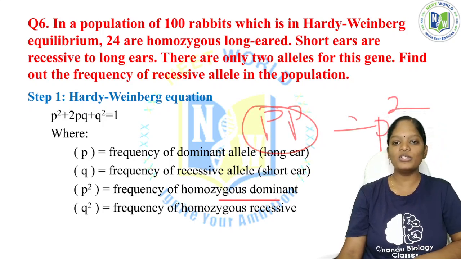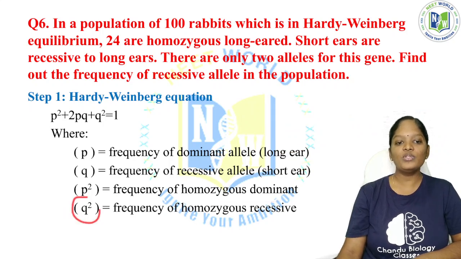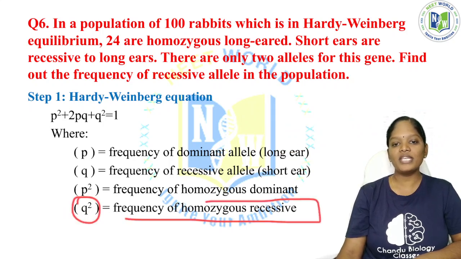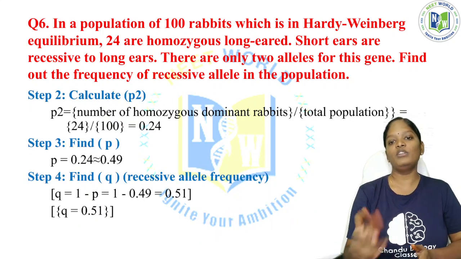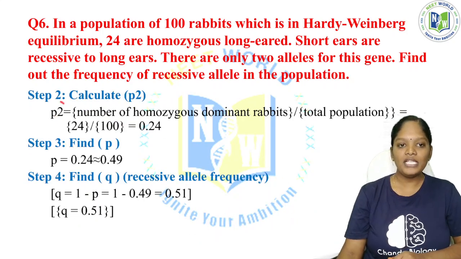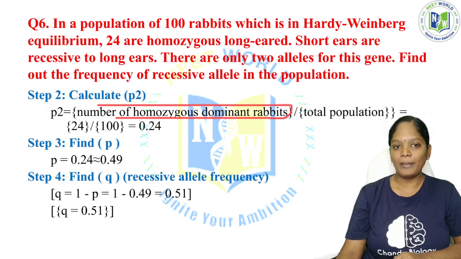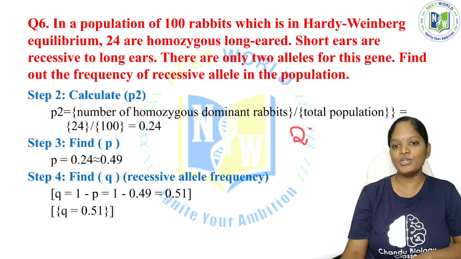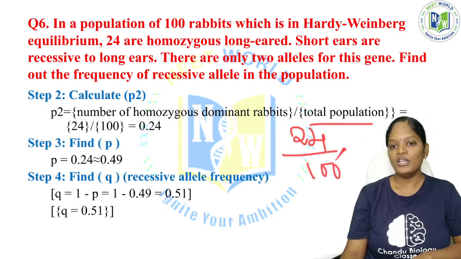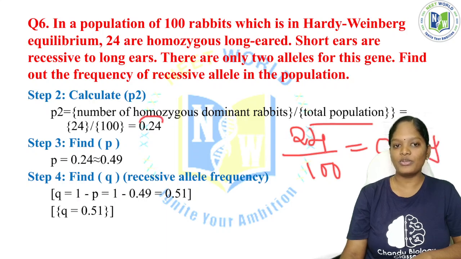That is what a homozygous dominant. And here q square is equal to the frequency of homozygous recessive. Okay, so now what is the given data? We have to match them both. See, p square is equal to the number of homozygous dominant rabbits. What will be the number of homozygous rabbits? That is 24. What will be the total population? That is 100. So what will be the p square? 0.24 will be the p square.